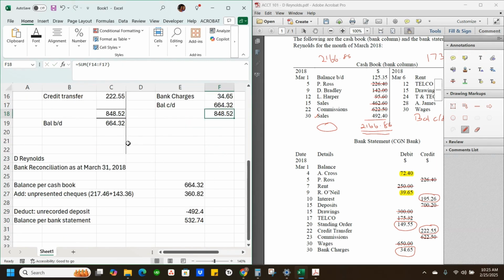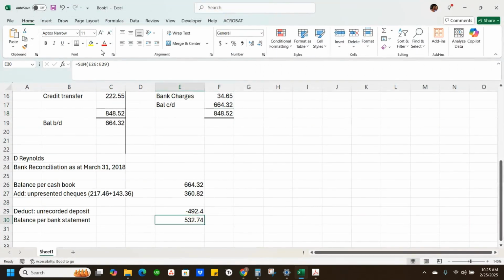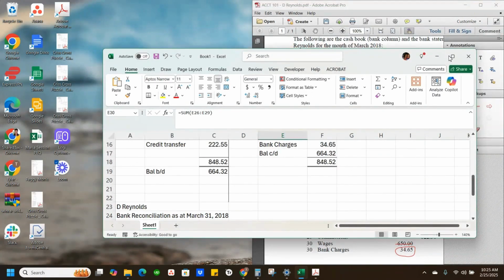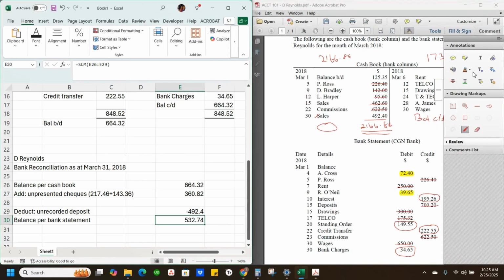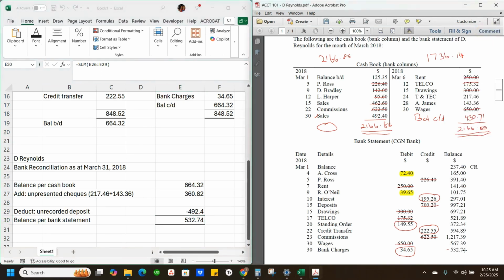Our opening balance brought down that we're using, our ending balance, sorry, that we're using in our balance per cash book is actually 664.32. So we add our unpresented checks and the unrecorded deposit, sorry, we do come back to that ending balance of 532.74, which matches our bank statement over here, 532.74.